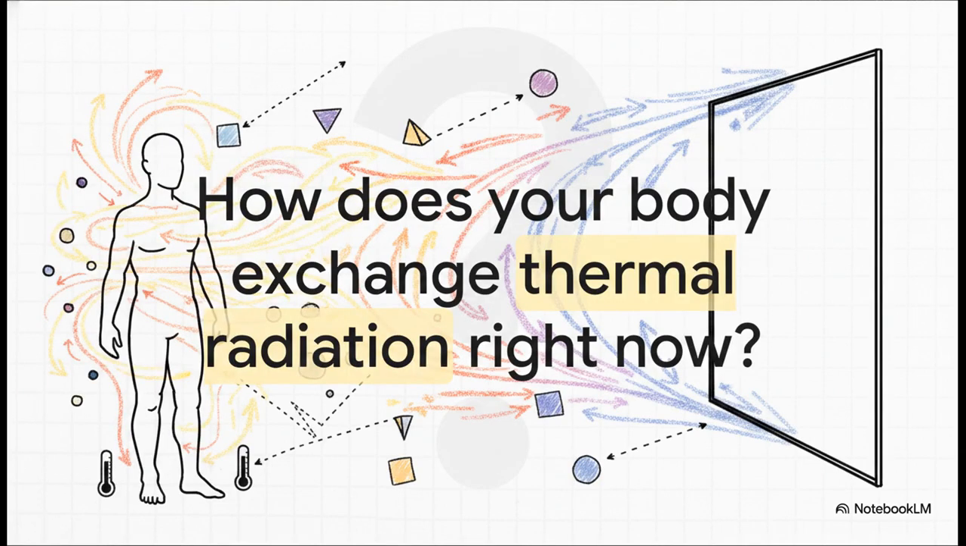So what does this all mean for us? I want to leave you with this thought. If our entire universe is filled with this invisible, geometric flow of photon gas darting around at the speed of light, interacting based on angles, distances, and temperatures to the fourth power, how is your own body exchanging thermal radiation with the walls of the room you're in right now?